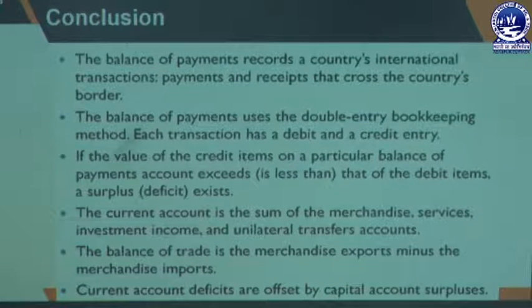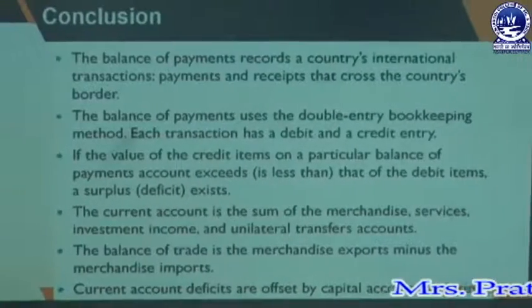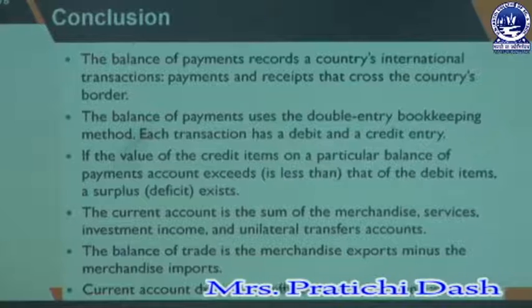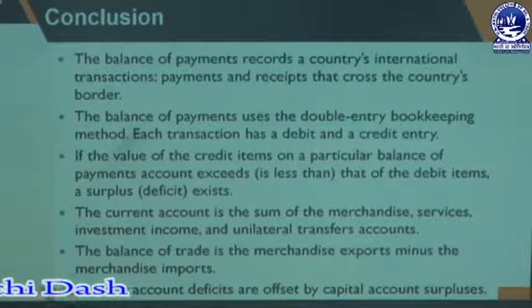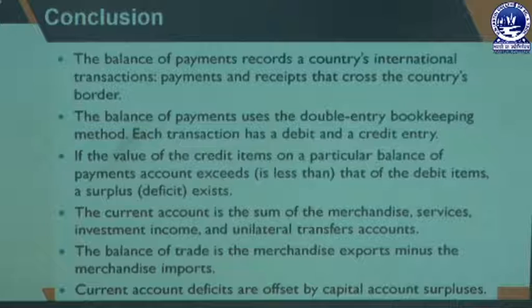The balance of payment maintains the double entry bookkeeping system, and it has debit items and credit items. All debit items have corresponding credit items and all credit items have corresponding debit items. Therefore, it represents a double entry bookkeeping system. If the value of the credit items on a particular balance of payment account exceeds or is less than that of the debit items, a surplus or deficit exists.